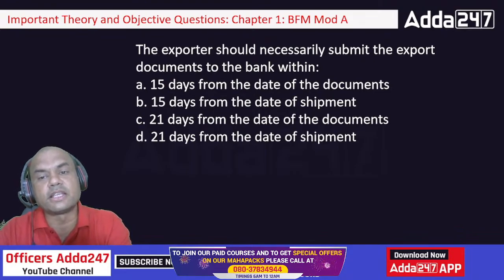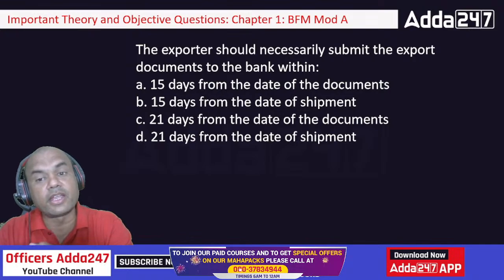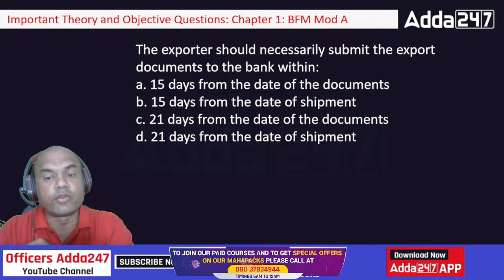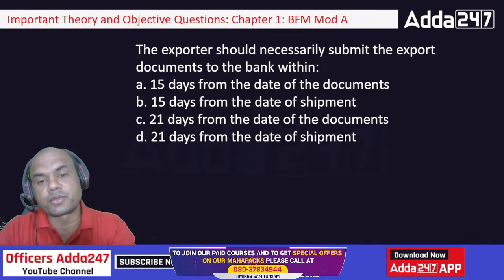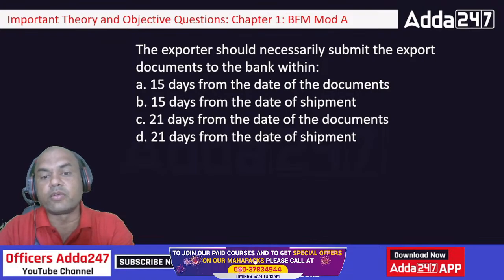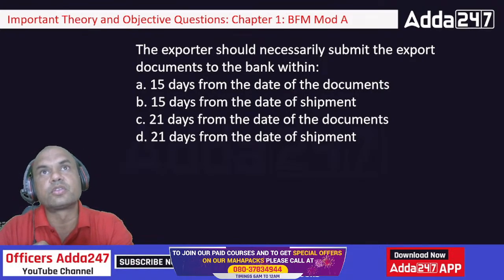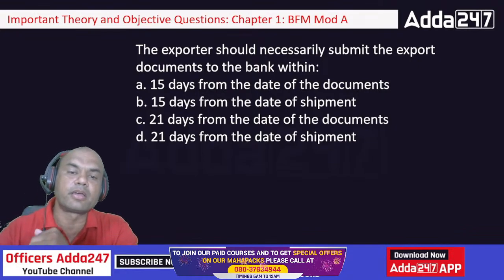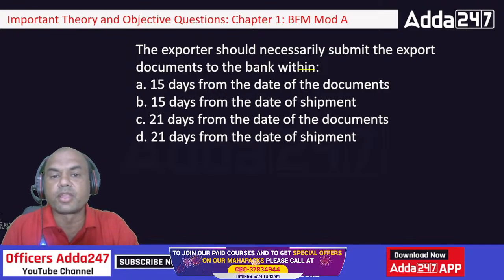The exporter should necessarily submit the export documents to the bank within 15 days from the date of shipment, 15 days from the date of documents, 21 days from the date of documents, or 21 days from the date of shipment. So the exporter will submit the documents to the bank. Which documents are these? What are we talking of?